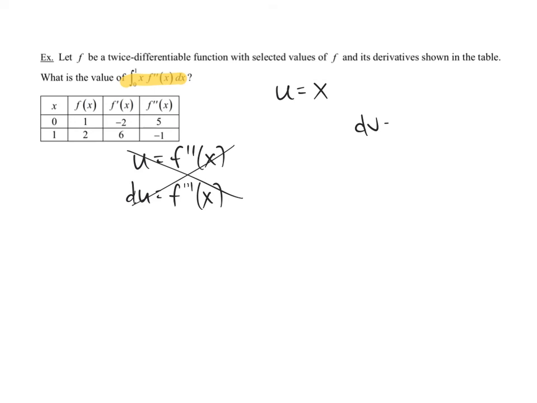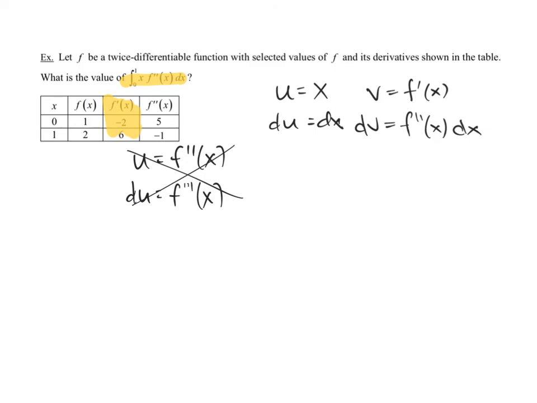So if u is x, that means that dv is going to be f double prime of x dx, which means that my du will be equal to dx, and my v will be the antiderivative of f double prime, which would just be f prime of x. And notice that I have something in this problem about f prime of x in my table. So this seems like a good choice and a good way to approach this particular problem.